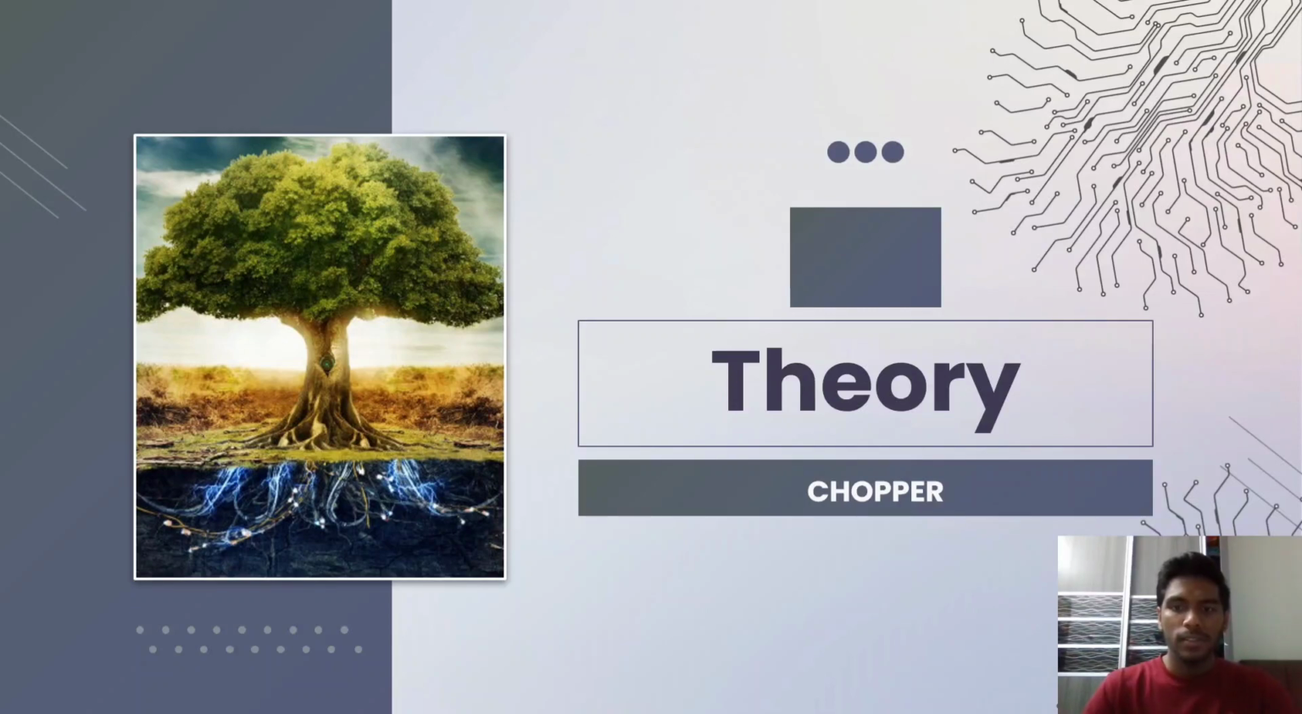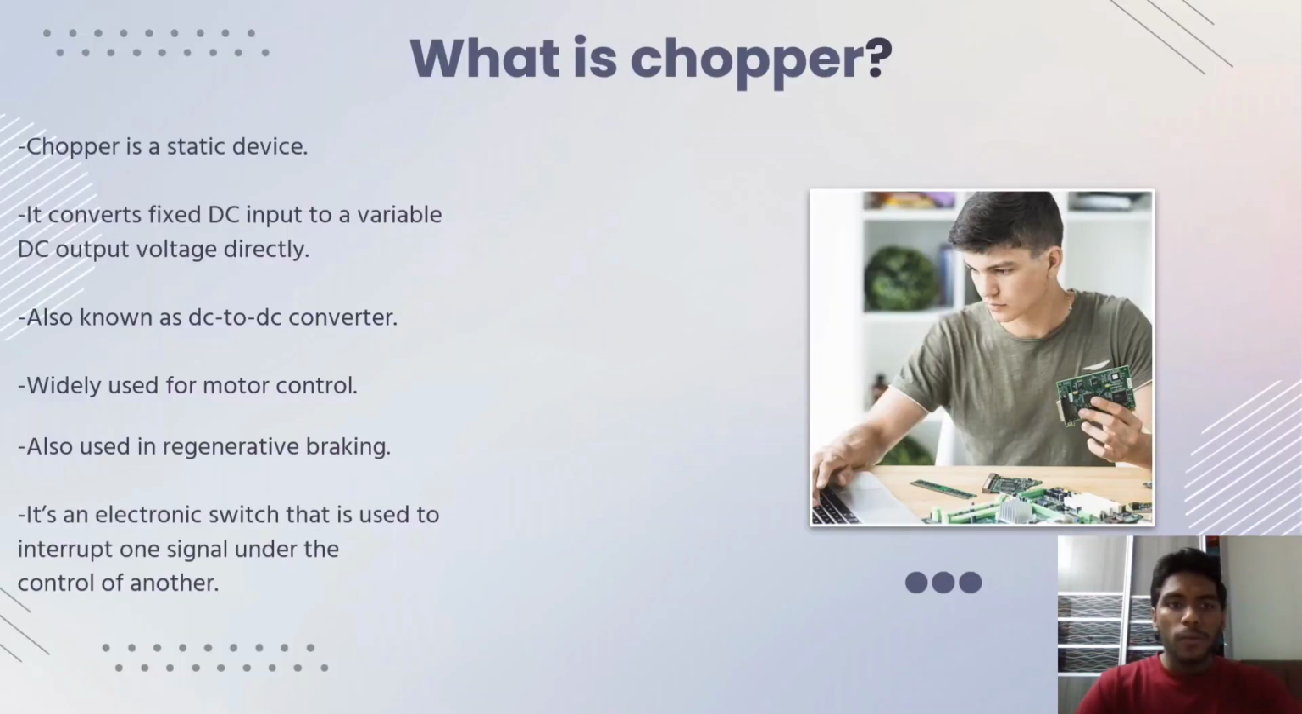Today I am going to explain about the step-down chopper in DC converters. So what is a chopper? A chopper is a static device. It converts a fixed DC input to a variable DC output voltage directly. It is also known as a DC to DC converter. It is widely used for motor control and also in regenerative braking. It's an electronic switch that is used to interrupt one signal under the control of another.